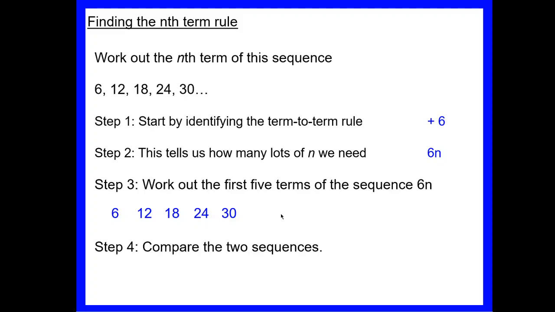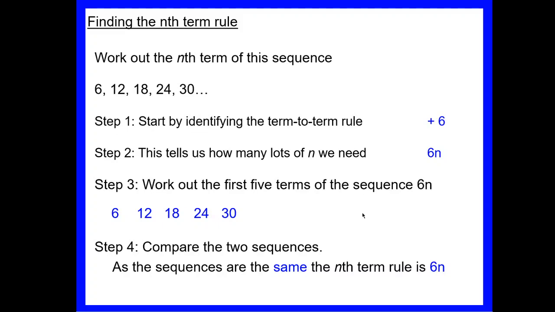Step 4, we're going to compare the two sequences. So looking at the first number, they're both 6, then 12, then 18, then 24, then 30. So in this case, they are the same. So as the sequences are exactly the same, then the nth term rule is 6n. We've found it already. You might want to pause the video and make sure you've got a note of those 4 steps before we move on to some more practice.